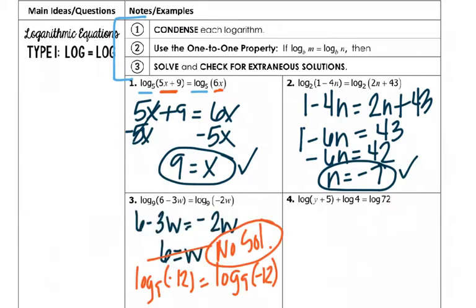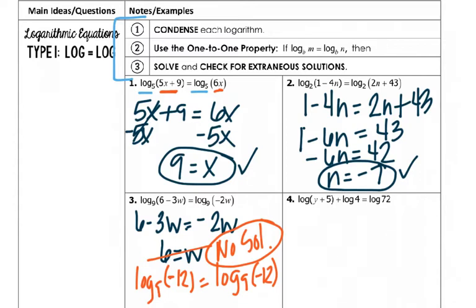Okay guys, so your answer to number 3 is actually no solution. Let's look at why. We get 6 equals w when we work it out, but then when we plug it in, we get negative 12 equals negative 12 for what's in the parentheses of your log. Logs cannot be negative, so if you plug it in, you get 2 negative numbers that match. Your answer is still going to be no solution.